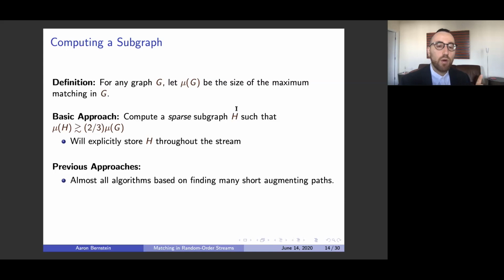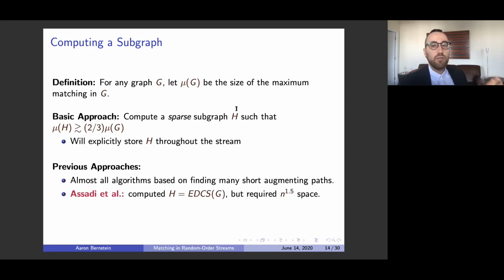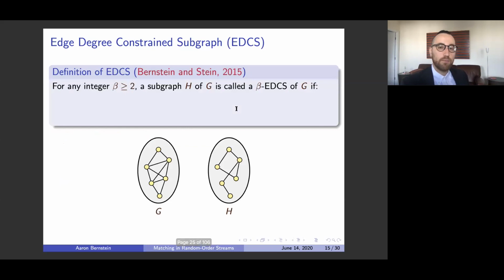Okay, so there was one result which was different that had nothing to do with augmenting paths, and they instead computed a subgraph which is called an EDCS of G. We're going to follow this approach, but whereas their algorithm used n to the 1.5 space, ours is going to use only n polylog space. So now let me talk about the EDCS.